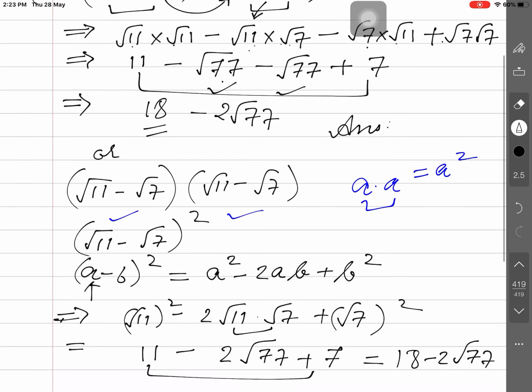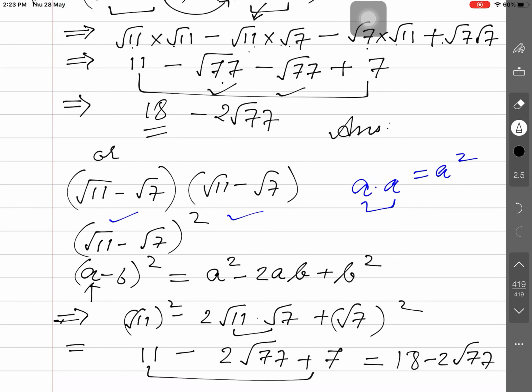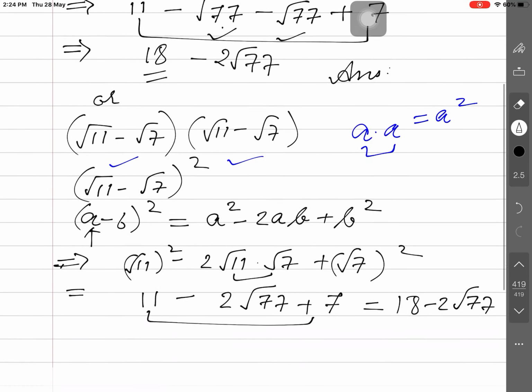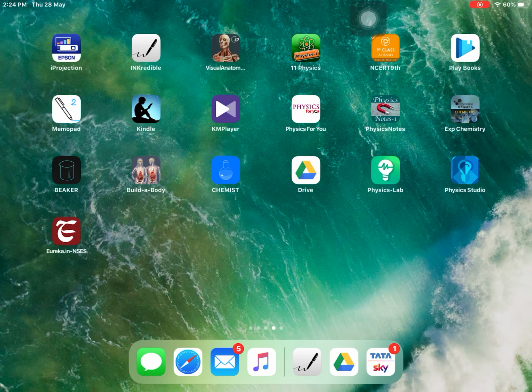The answer must come the same in both. You can change the method, but the answer never gets changed. Any method you adopt in solving problems in mathematics, even in science, the method could vary here, but the answer will never be different. The answer will come the same. Is that clear? Now see the next question also.